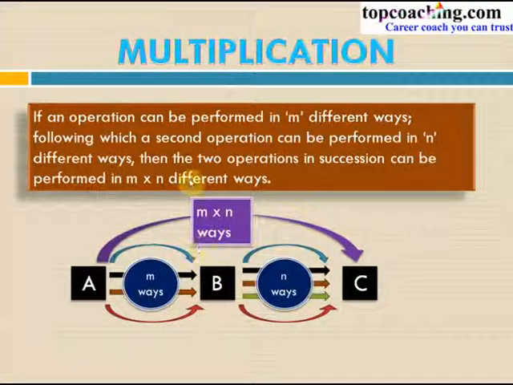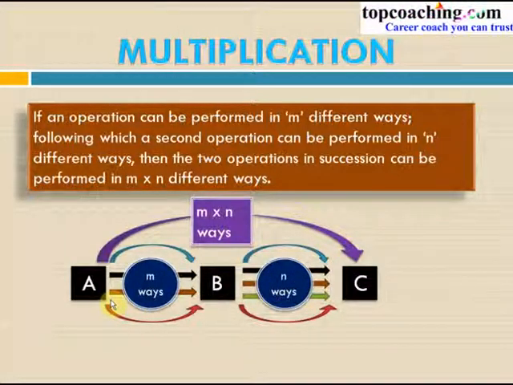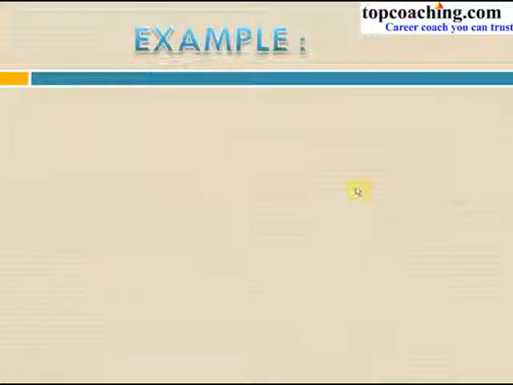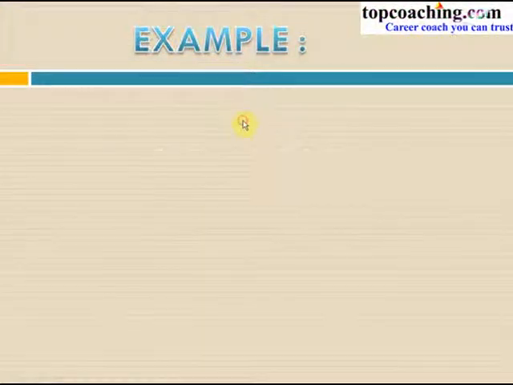So the multiplication principle is, if we have got m ways of doing the first thing and we have got n ways to do the second thing, so the total number of ways of doing both these things in succession would be equal to m into n, and that is the multiplication principle. Let's try to understand it through an example.